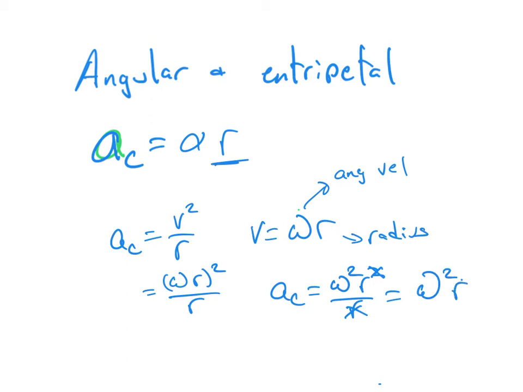So we can then see how our centripetal acceleration ties to our angular velocity and the radius. Notice that we're still proportional to the radius and then proportional to the square of the angular velocity. So what that means is if we double the angular speed, we're actually going to increase the centripetal acceleration by a factor of 4.